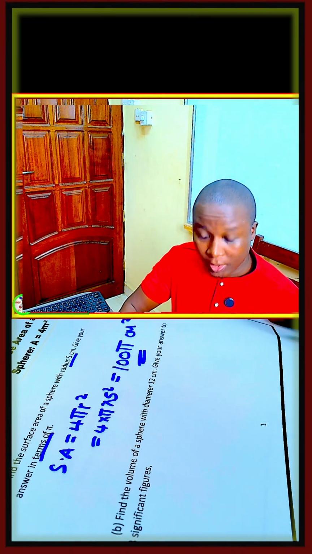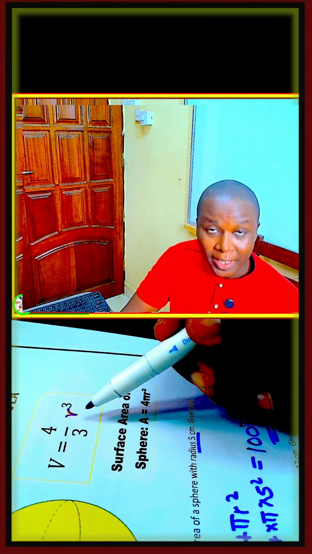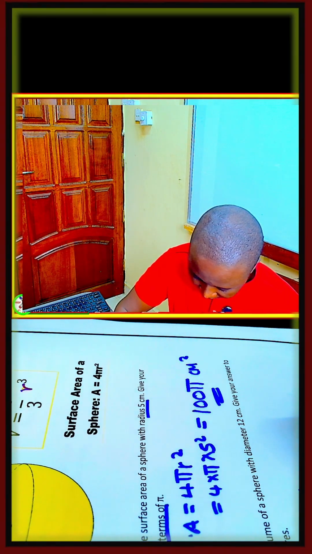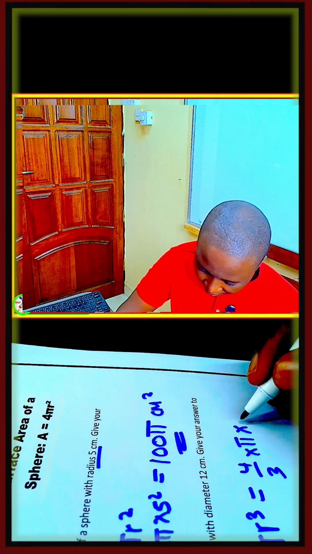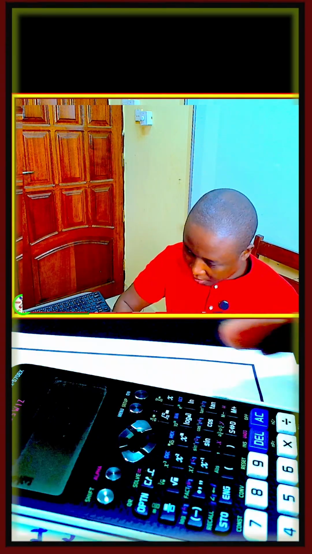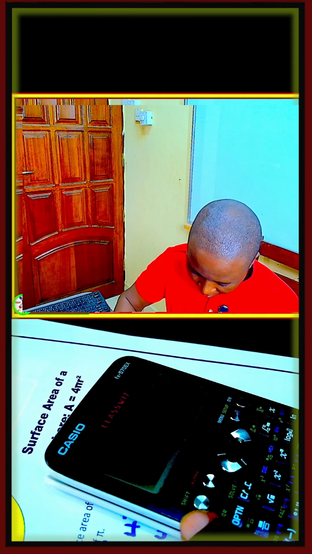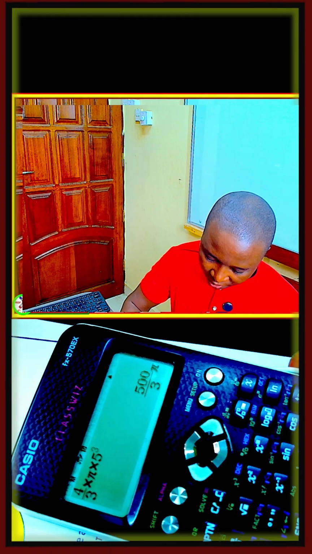But for you to work out the volume, we're supposed to use this formula that we have here. Volume is equal to 4 over 3 pi r cubed, which is going to be 4 over 3 times pi times the radius, which was given as 5, cubed. Don't forget to cube that, not square. We put that in our calculator: 4 over 3 times pi times 5 raised to power 3. If we put that into the calculator, it is going to give us 500 over 3 pi.